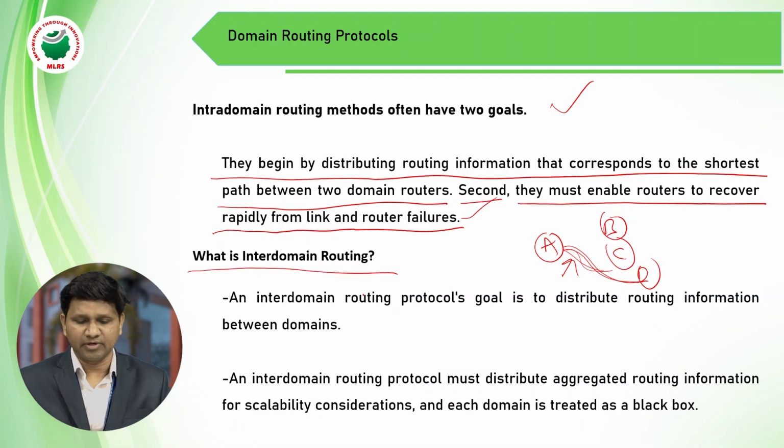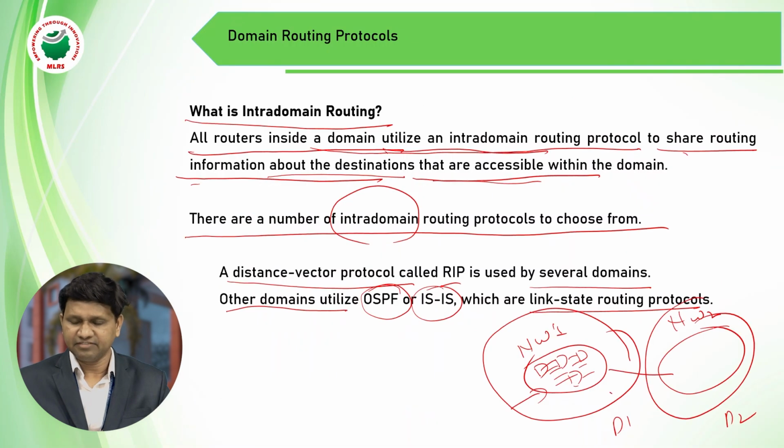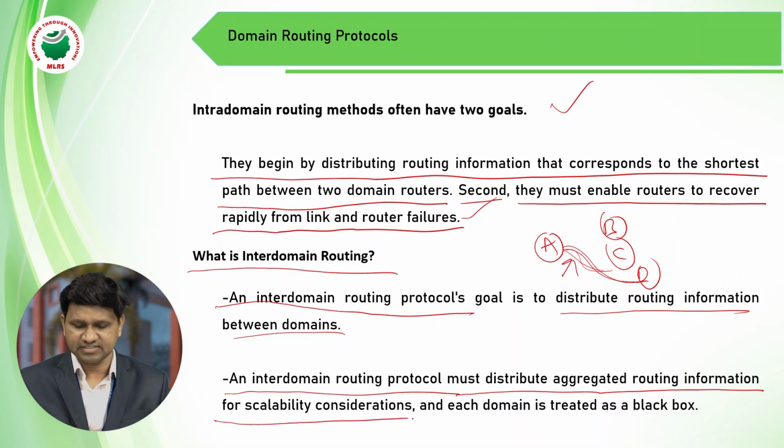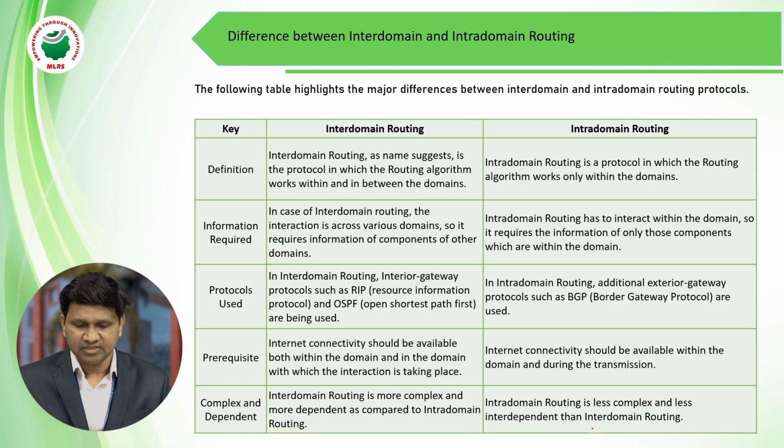Now, what is inter-domain? An inter-domain routing protocol's goal is to distribute routing information between domains. Previously, within different domains, that is intra-domain. Now, across different domains and different networks, we can pass or exchange the information. An inter-domain routing protocol must distribute aggregated routing information for scalability consideration, and each domain is treated as a black box.